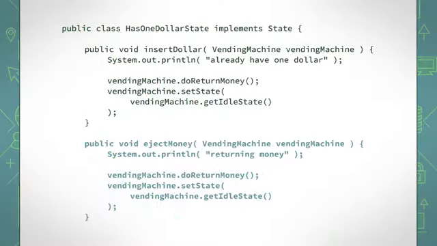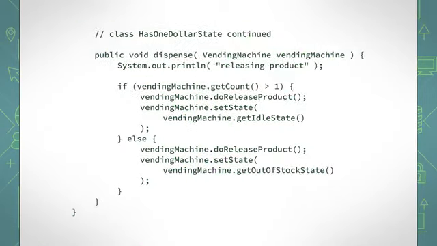Similarly, in the has$1 state class, when the eject money method is called, the money is returned, and setState is called on the vending machine to change the state to the idle state. Here's what happens if the dispense method is called in the has$1 state class. The product is released. Depending on whether stock remains after releasing the product, the vending machine's current state is set to either the idle state or the out-of-stock state.